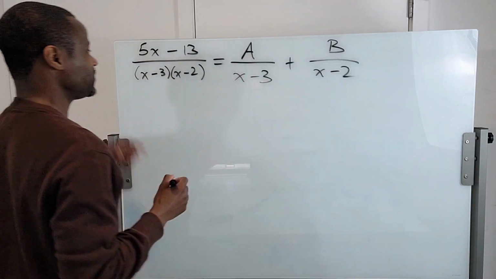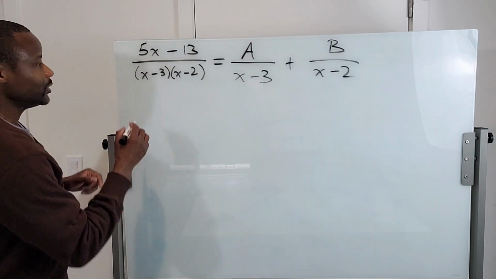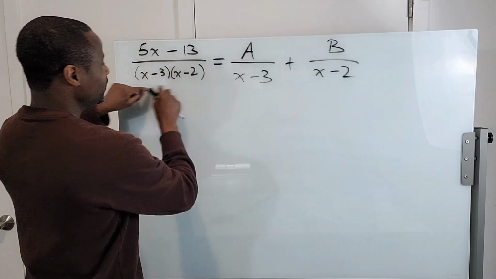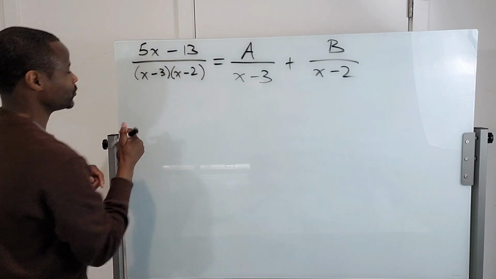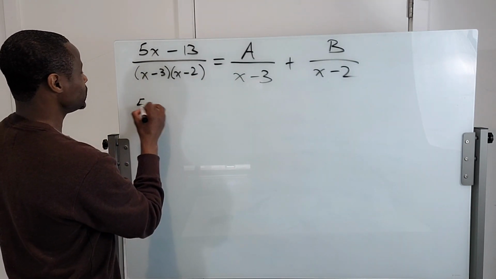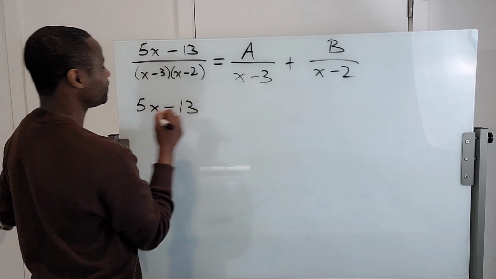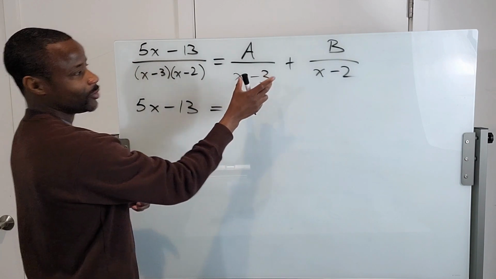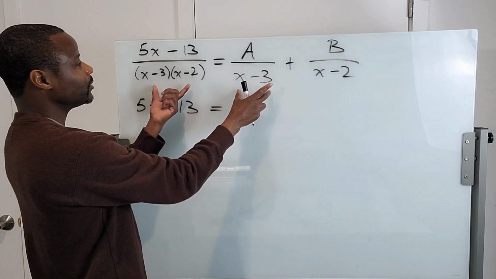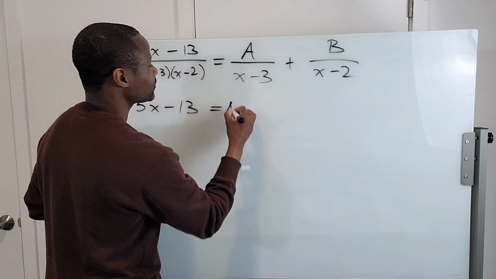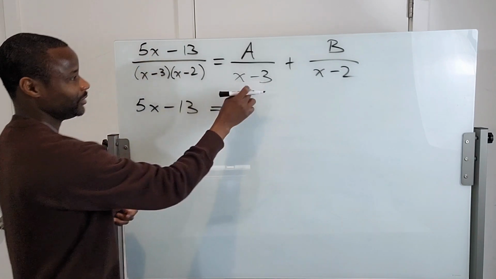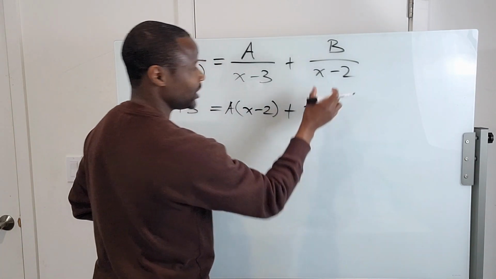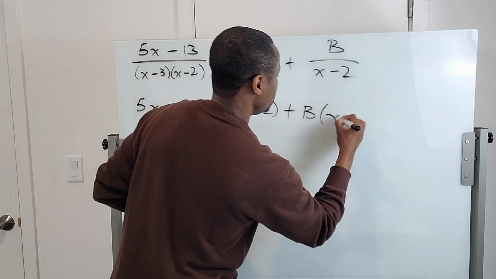Well, how do we go about this? First step, clear the denominators. So we're going to do that by multiplying both sides by this denominator here, the most complex one. So doing so gives 5x minus 13 because that's gone. Now, what do we get when we multiply this first one by that denominator? Well, it simply becomes A times whatever it's missing. Here it's missing an x minus 2, plus B times whatever this is missing, which is x minus 3.